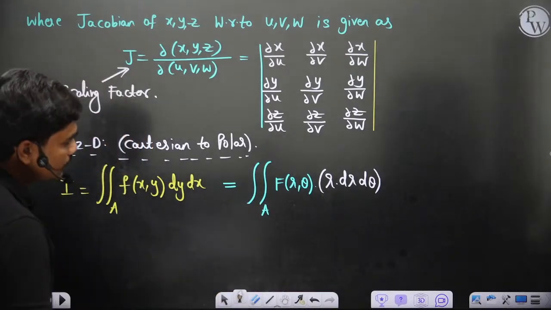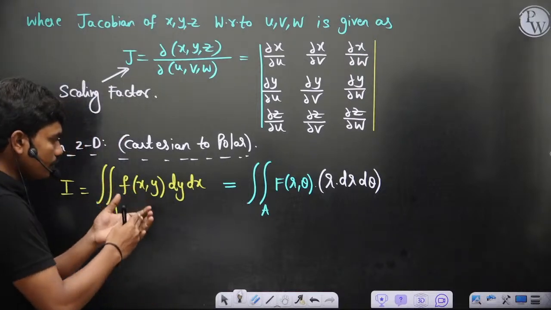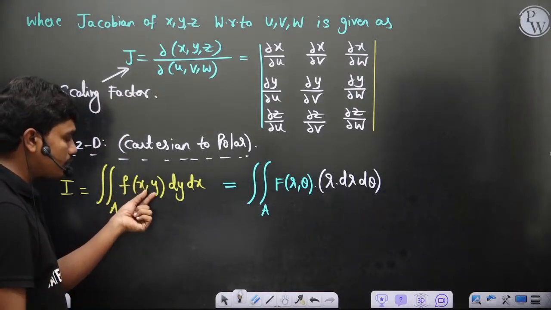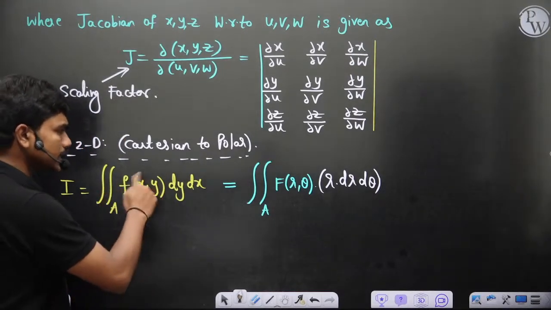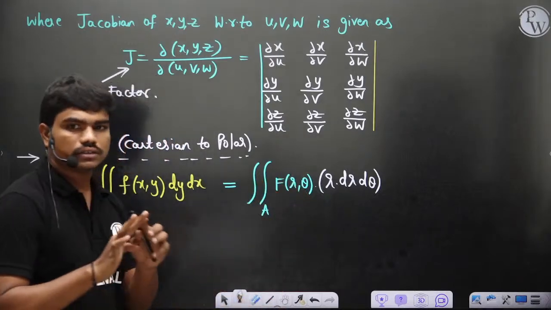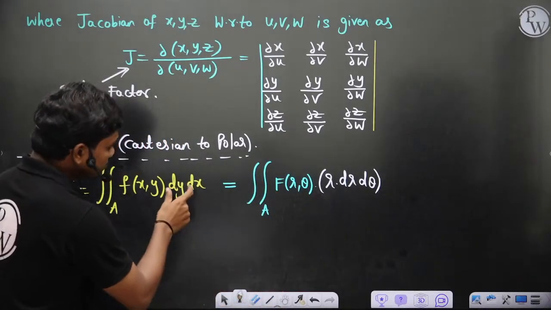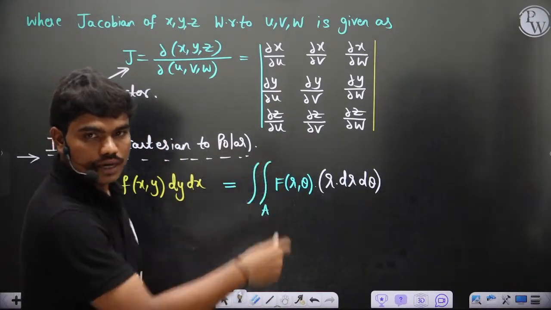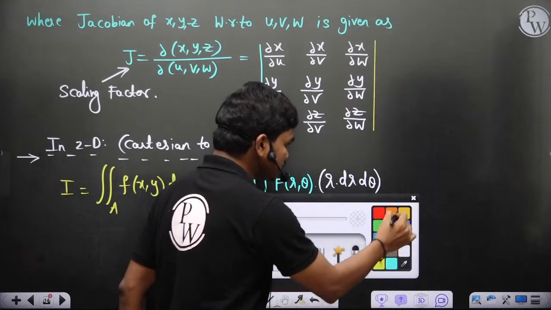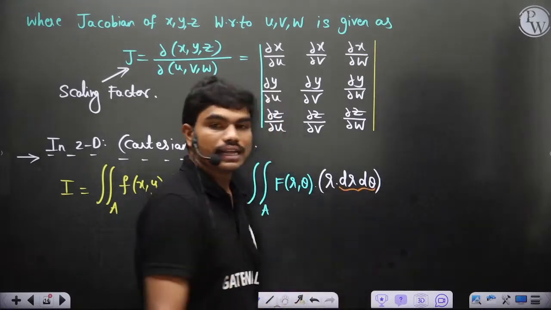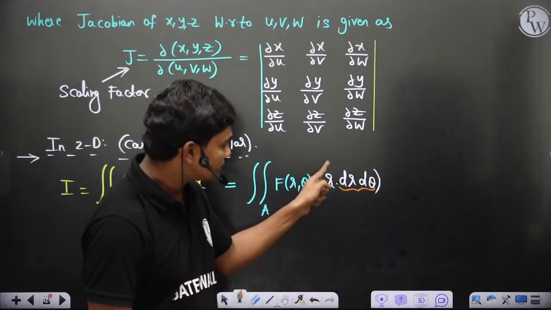First of all, when you convert x in terms of r comma theta and y in terms of r comma theta, this function gets modified as capital F of r comma theta. That is fine till then. But this dy dx, when you convert to polar, should ideally give you dr d theta, correct? But from where is this excess r coming? That's the question.